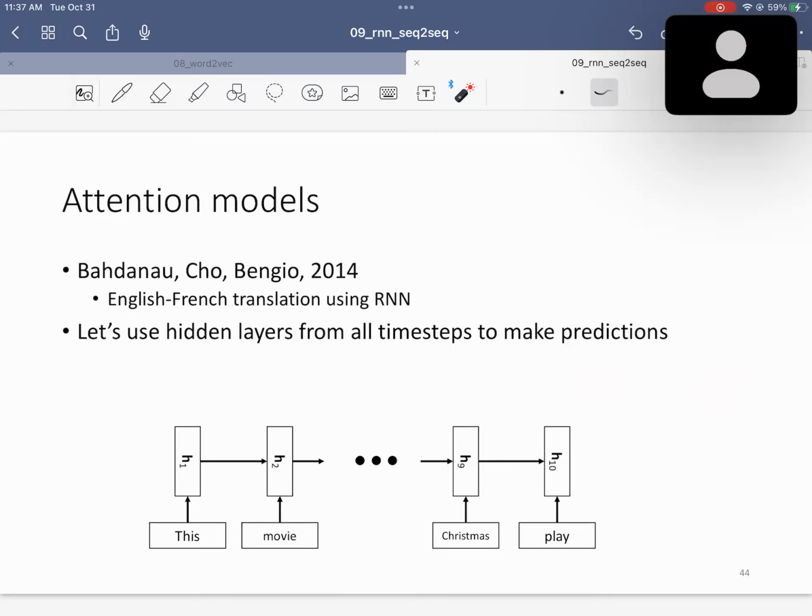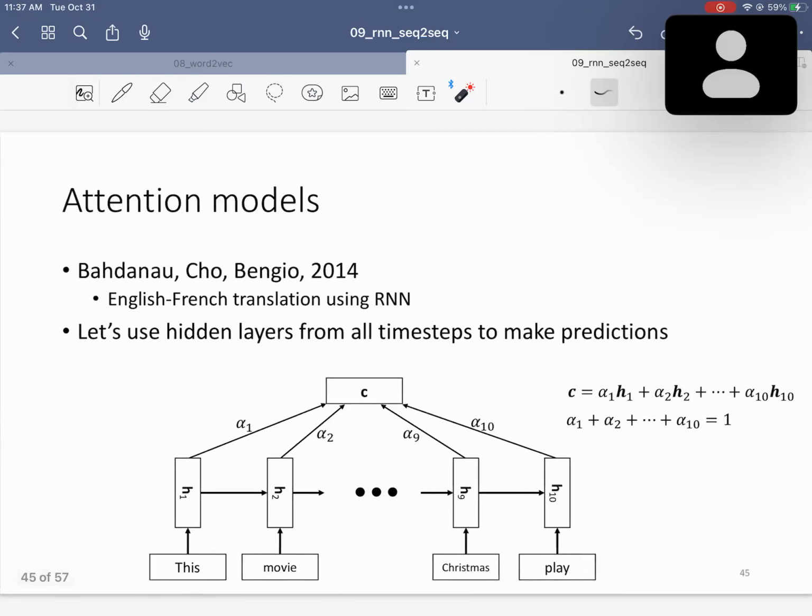GRU will be able to alleviate that to some extent. Bidirectional RNN will also be able to alleviate that to some extent. But there's another way to do it, which is using all hidden layers. Instead of only using H10, we use all the Hi from all time steps, and we mix them up to make a new vector called the context vector. The context vector is a weighted sum of H1, H2, all the way to H10.